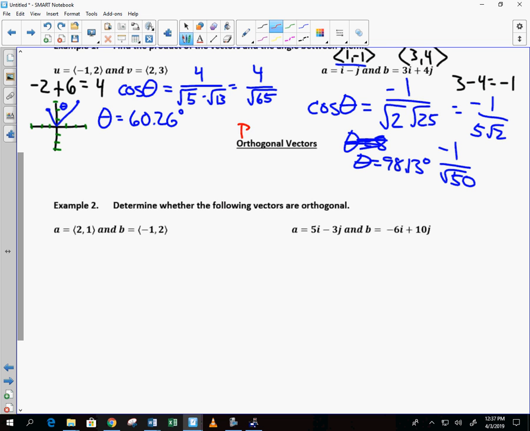Orthogonal vectors are perpendicular vectors, or 90 degrees. So what we're going to do is determine whether two vectors are orthogonal. And it's very simple. 90 degrees, what's the terminal point? 0, 1. So the sine of 90 degrees is 1. The cosine of 90 degrees is 0. So we want the cosine of the angle to be 0. But you know that the cosine of an angle is also equal to u times v over the magnitude of u times the magnitude of v.